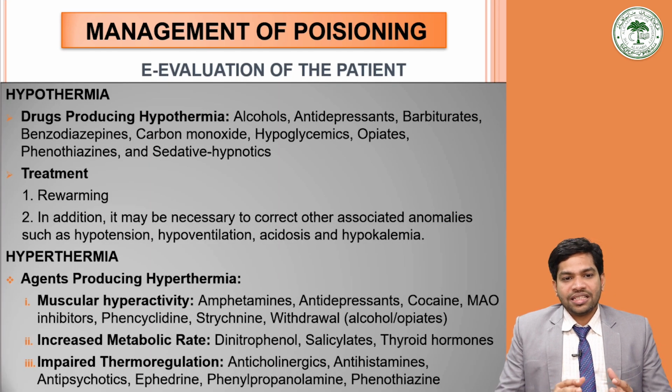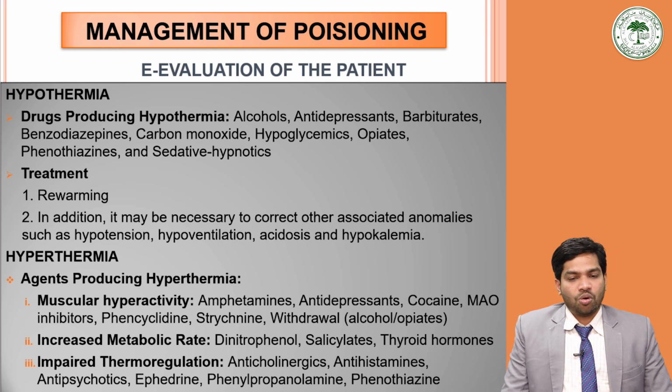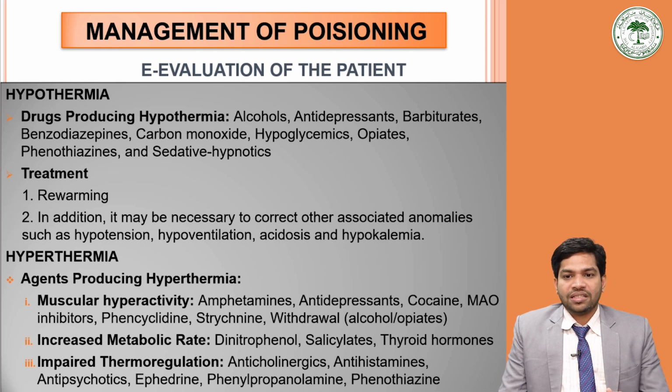Then it is essential to use a low reading rectal temperature to monitor the exact temperature of the body. Electronic thermometers with flexible probes are best, which can also be used to record the esophageal and bladder temperatures. Drugs producing hypothermia are alcohols, antidepressants, barbiturates, benzodiazepines, carbon monoxide, hypoglycemics, opiates, phenothiazines, sedatives and hypnotics.